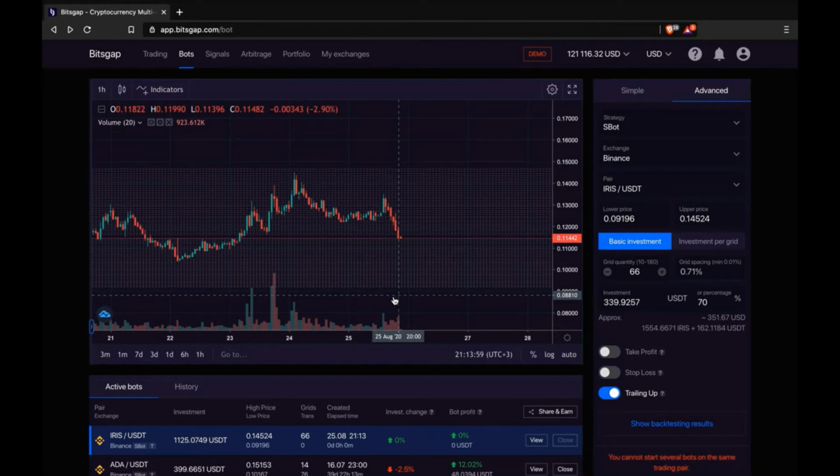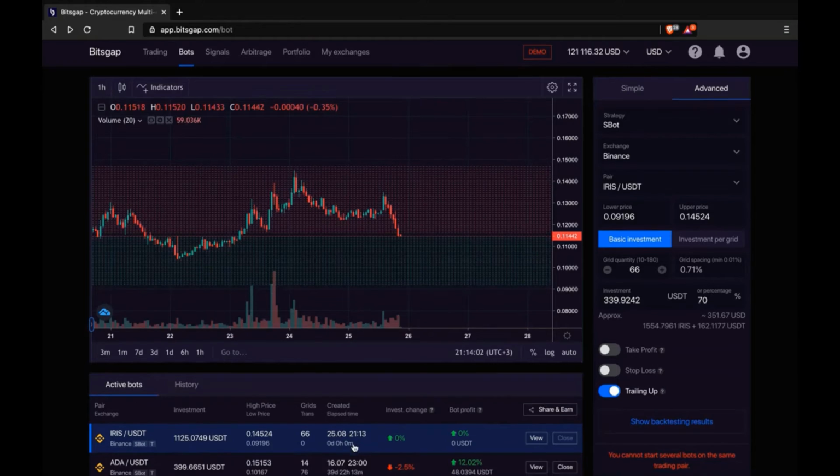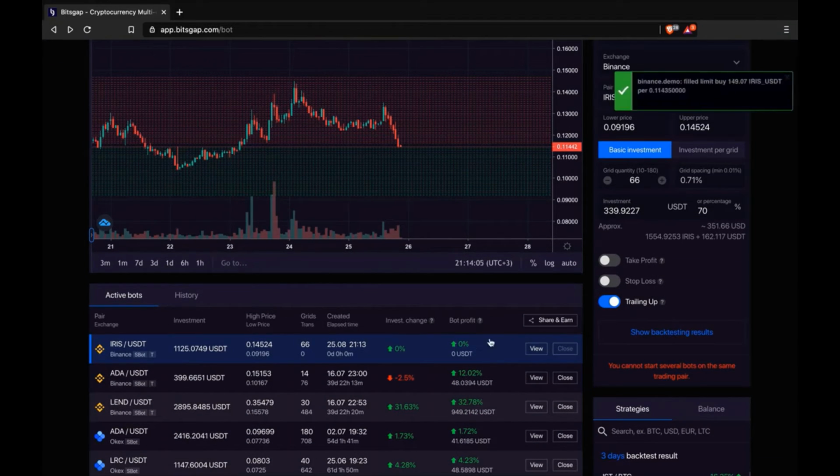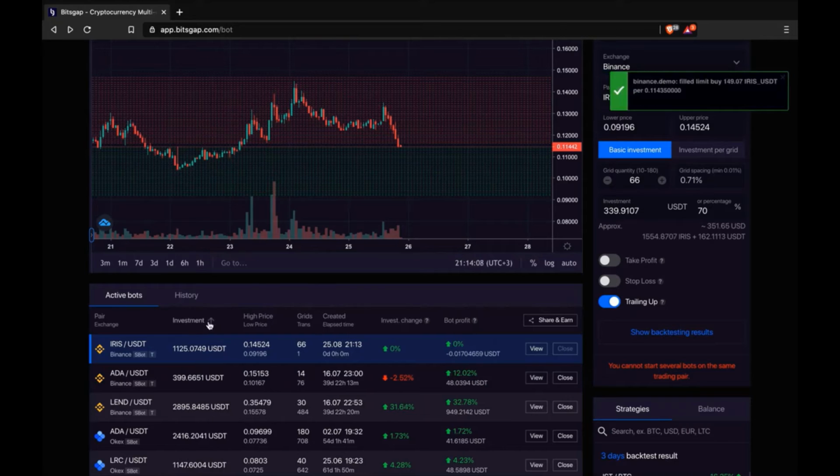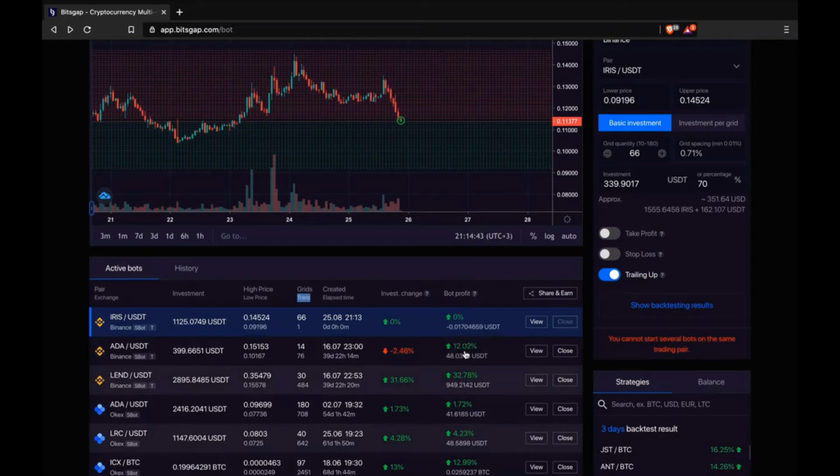Now your bot is active, and here you can find key information and metrics you need. You have the investment amount, trading range defined by high and low prices, amount of grid levels, as well as the number of total trades executed by the bot, time elapsed, current investment change, which takes into account the value change of the base currency and the profit generated by the bot, and the bot profit in a quote currency. To find more information, click on View.